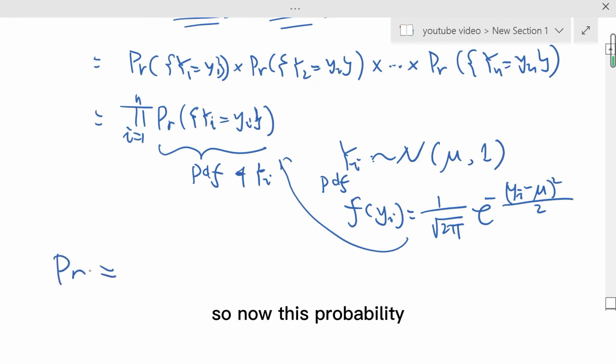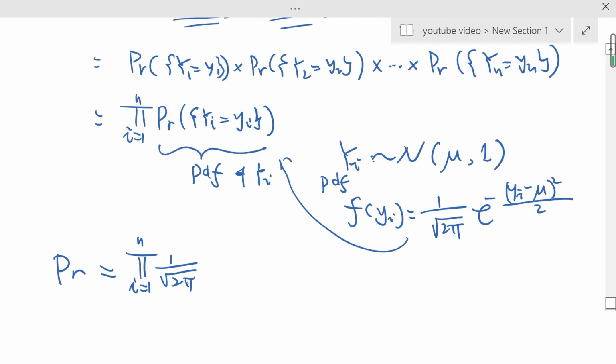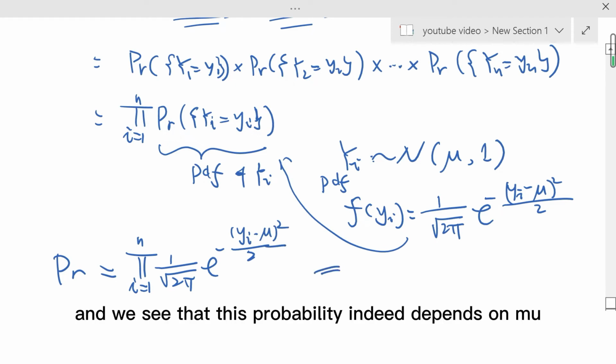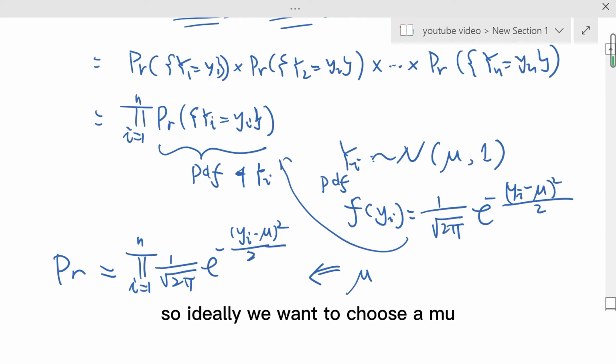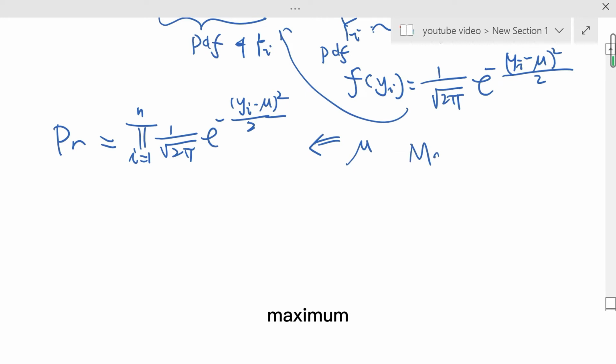So now this probability is equal to the product from 1 to n of 1 over root 2 pi times e raised to the power of negative (y minus mu) squared over 2. And we see that this probability indeed depends on mu. So ideally, we want to choose a mu to maximize this probability. And actually, we call this the maximum likelihood estimator.